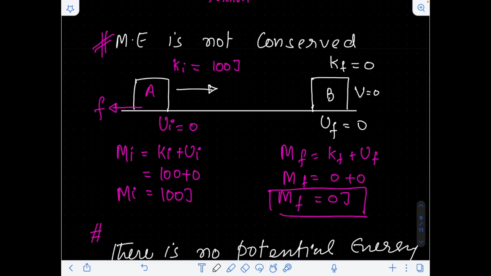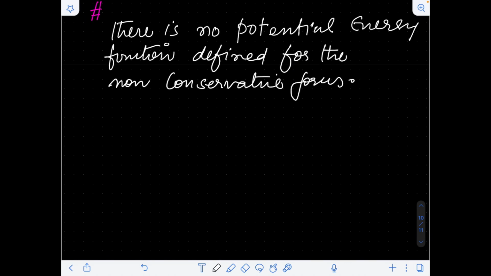in any other way, and the mechanical energy is not constant, and there is no potential energy function for the non-conservative forces like frictional forces. So the work done by the non-conservative forces cannot be expressed in terms of a potential energy function, as the work done by the conservative forces can be expressed in terms of a potential energy function, but here for the non-conservative forces, work done cannot be expressed in terms of a potential energy function.